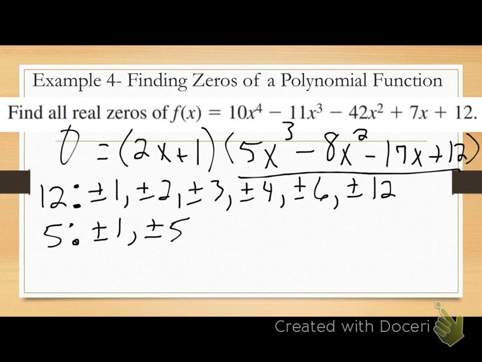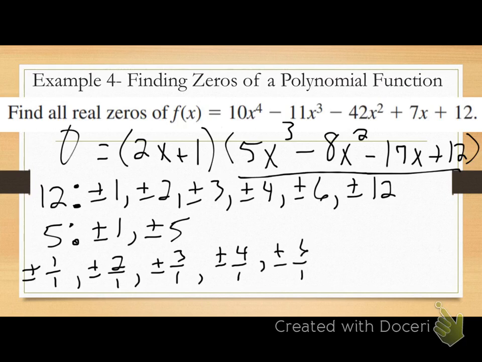Any other questions? Okay, now I need to put all my factors of 12 over all my factors of 5. So I got 1 over 1, 2 over 1, 3 over 1, 4 over 1, 6 over 1, and 12 over 1. That's all my factors of my constant term over one factor of my leading coefficient.